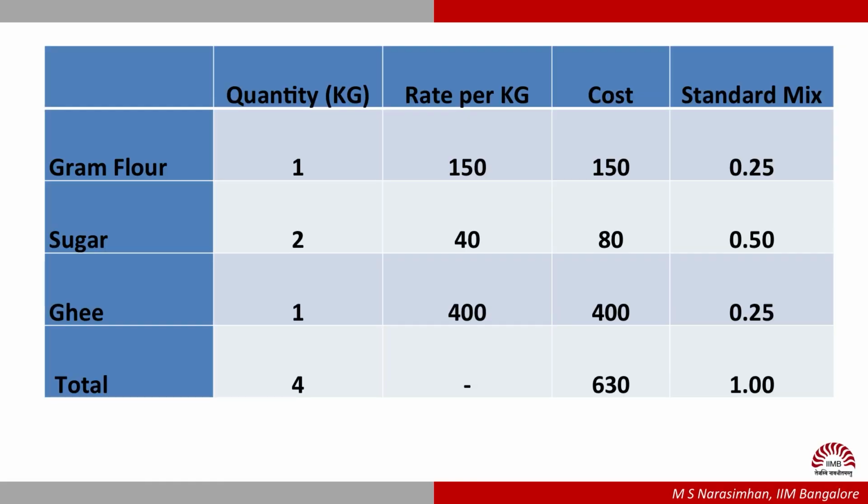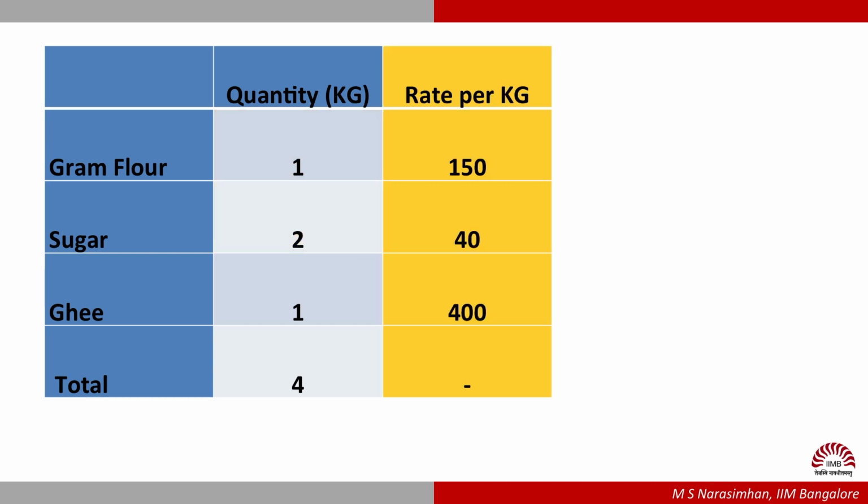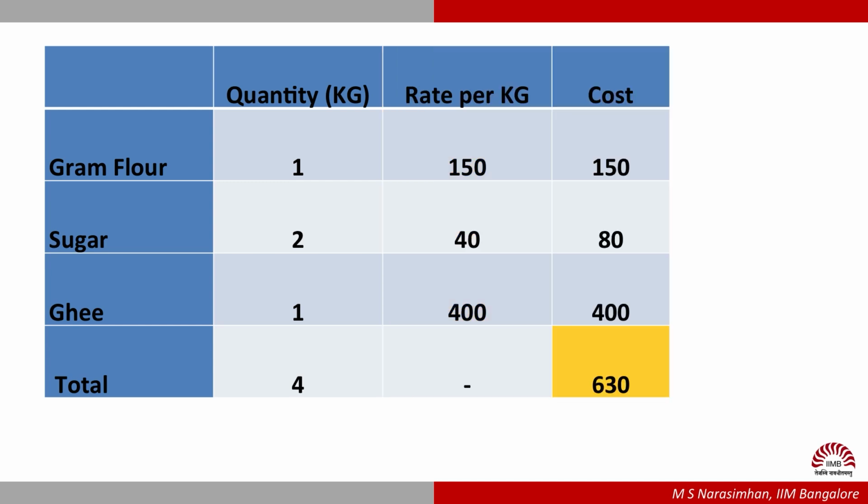Let us take a simple real life example. Suppose your mom is making a sweet for the forthcoming festival. The material consists of gram flour, sugar and ghee. The standard mix, standard rate and standard cost for the sweet are listed on the screen. She expects 1 kg of gram flour, 2 kg of sugar and 1 kg of ghee are required for the sweet. The rate per kg of material required are also known to us. With this we can estimate the total material cost is 630 rupees.